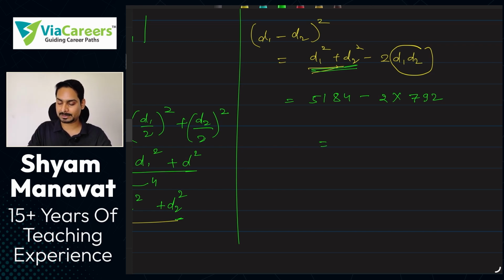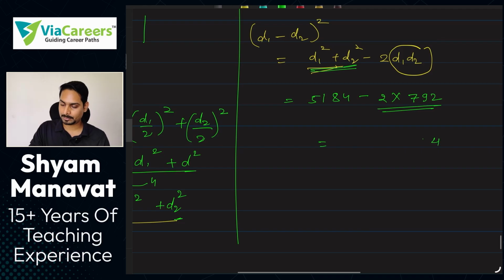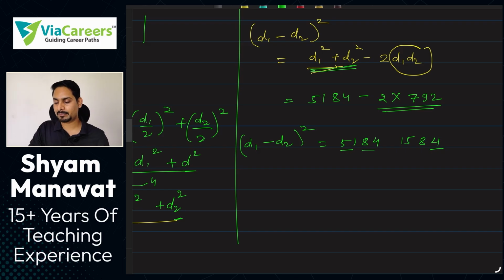So let's see what the difference is here. Let's first multiply. This multiplication is 1584, and this is 5184. Oh, beautiful. So for D1 minus D2 whole square, I can see the 84 and 84 will give 00. 51 and 15 subtraction is what? 36. So 36 with 2 zeros. That's the D1 minus D2 whole square.